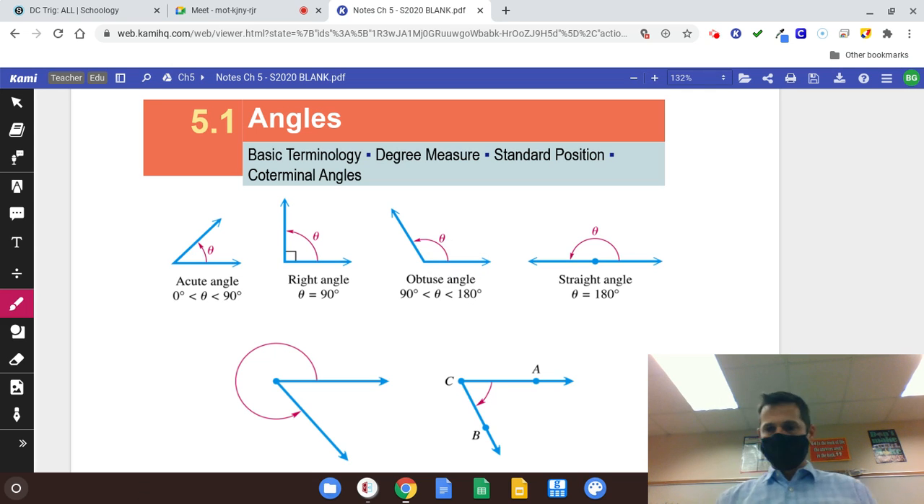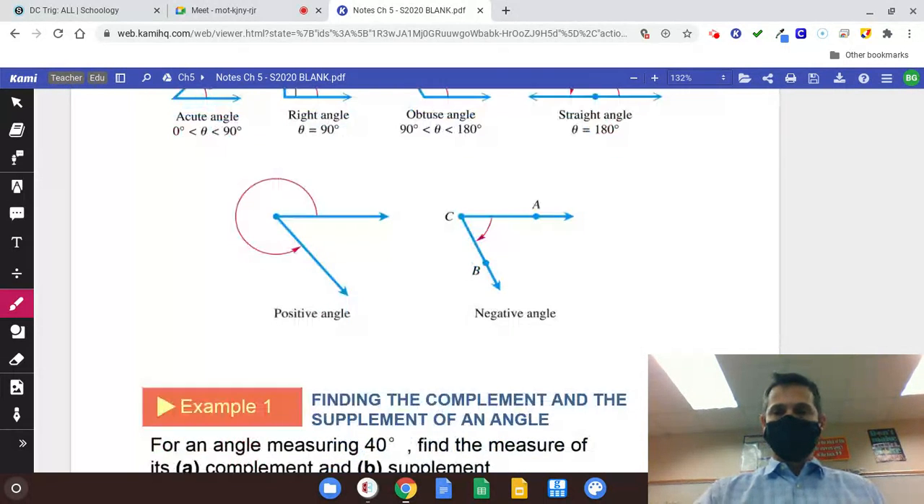5.1 Angles. We start off with the different types of angles, and you should already be familiar with this. Acute, we usually say less than 90, but technically it's between 0 and 90. A right angle is 90 degrees, and obtuse is between 90 and 180. I know a lot of the times we think of greater than 180 or greater than 90, but it's between 90 and 180. A straight angle is just a straight line, and that's 180 degrees. So we already should know that and remember that from geometry class.